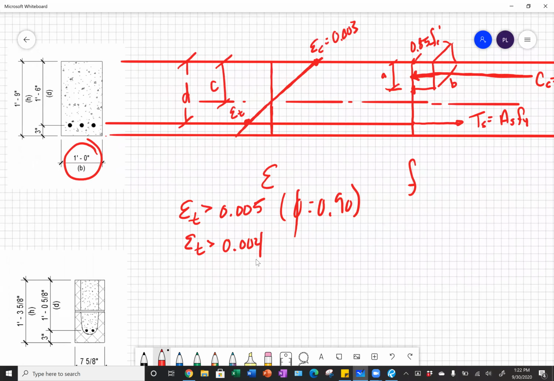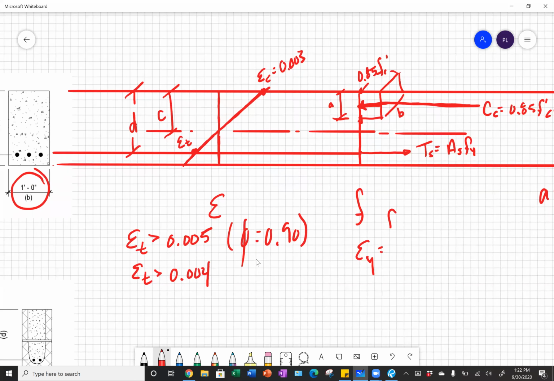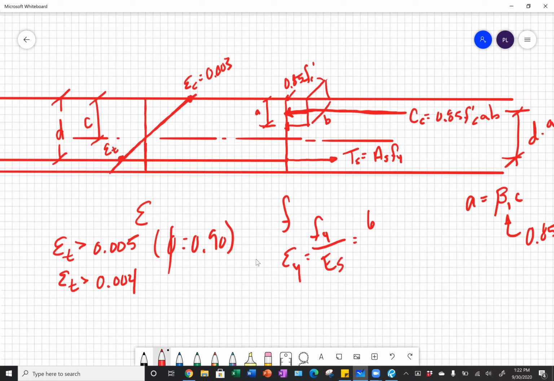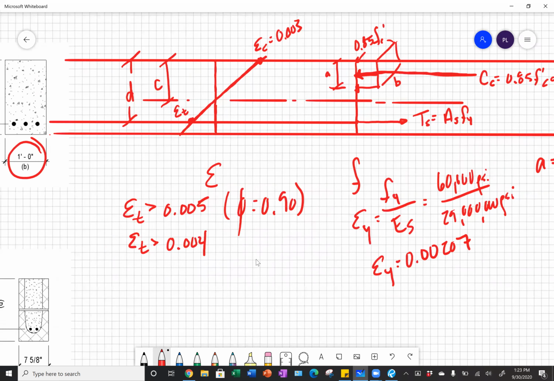And if we look at this in terms of yield strain, so our yield strain on grade 60 reinforcement from Hooke's law is going to be our stress at yield divided by our modulus of elasticity. So for grade 60 reinforcement, we'd have 60,000 psi divided by 29 million psi. And so our yield strain for grade 60 reinforcement is 0.00207.